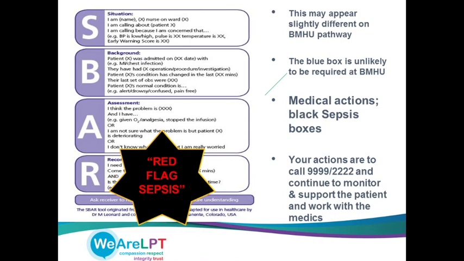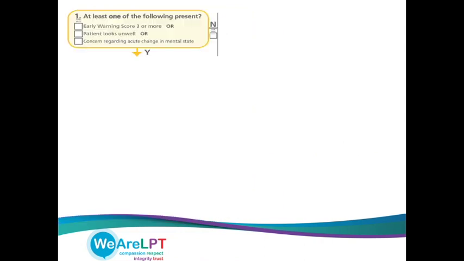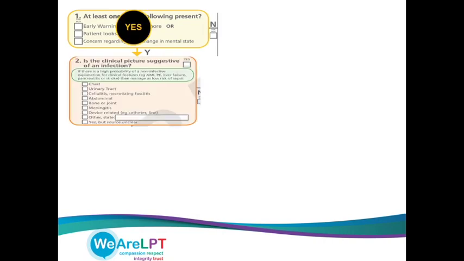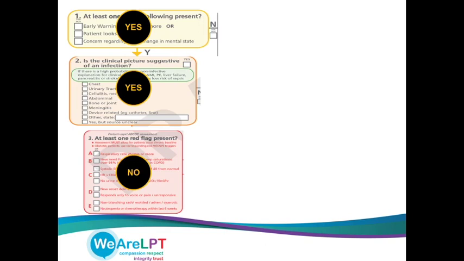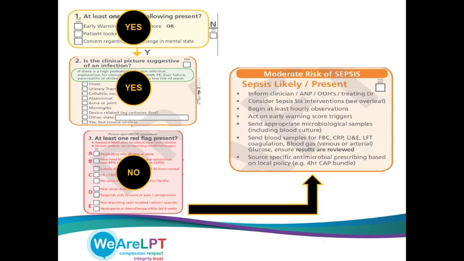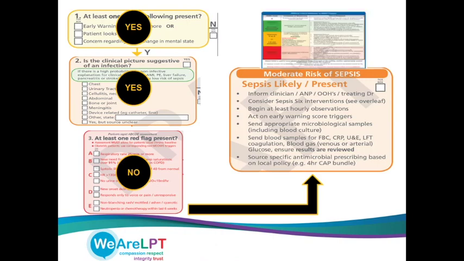Going back to slide 15, where we talked about red flag sepsis. If you've got to this point and you answer no here, that there are no red flag sepsis indicators, the pathway guides you back up to the amber box, shown on slide 18, as a moderate risk of sepsis. At this point, we have determined that the patient is scoring a NEWS of 3 or above, they're feeling unwell, or they have a new confusion.